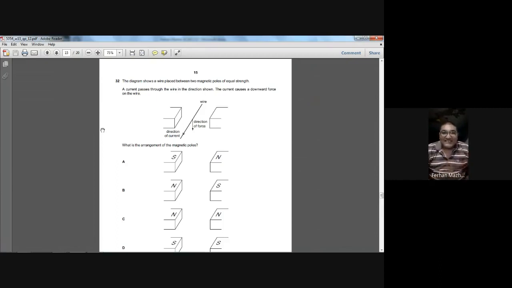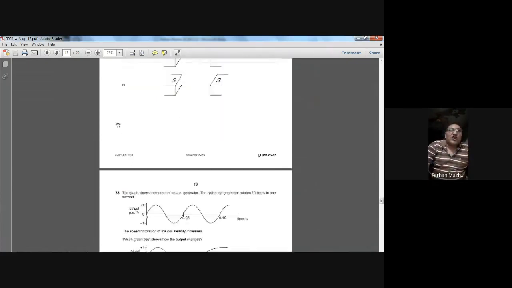So try this, try the left hand rule. You have to twist your arm. Try it and you will be able to tell the direction of the magnetic field. If the direction of the magnetic field is in this way, it means north is here and south is here. So A is the option. Question number 32, A is the option.